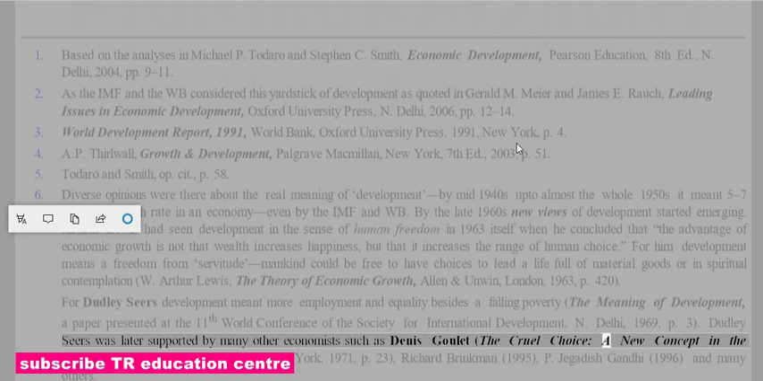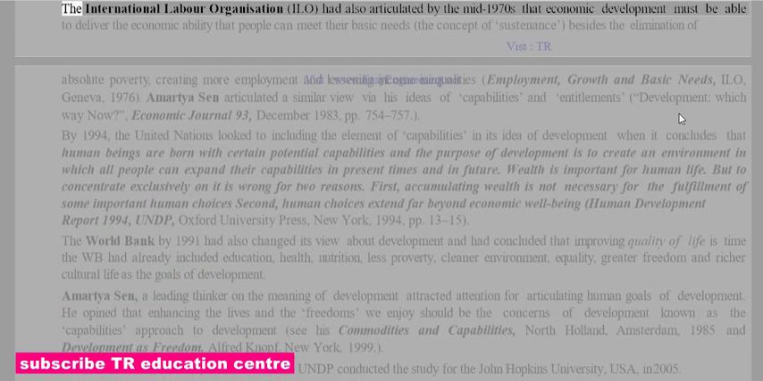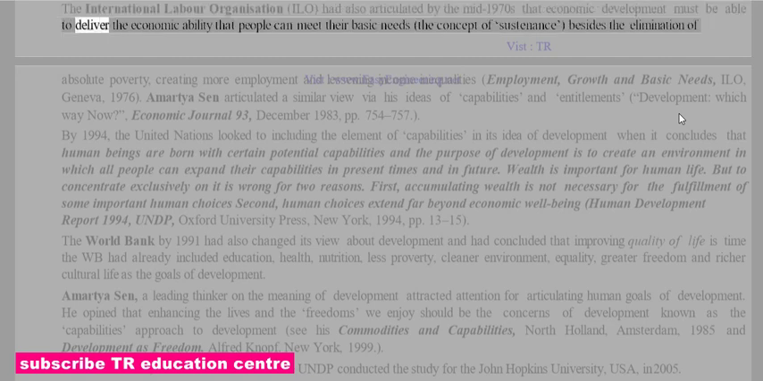Dudley Seers was later supported by many other economists such as Denis Goulet, The Cruel Choice, a New Concept in the Theory of Development, Atheneum, New York, 1971, p. 23, Richard Brinkman, 1995, Jagdish Bhagwati, 1996, and many others. The International Labour Organization, ILO, had also articulated by the mid-1970s that economic development must be able to deliver the economic ability that people can meet their basic needs, the concept of sustenance, besides the elimination of absolute poverty, creating more employment.